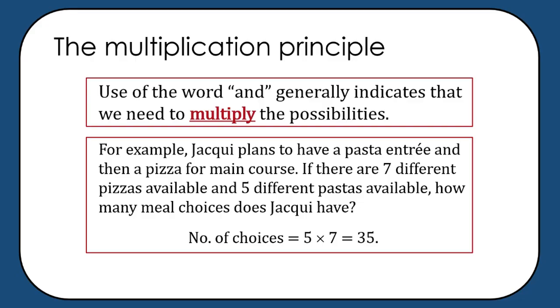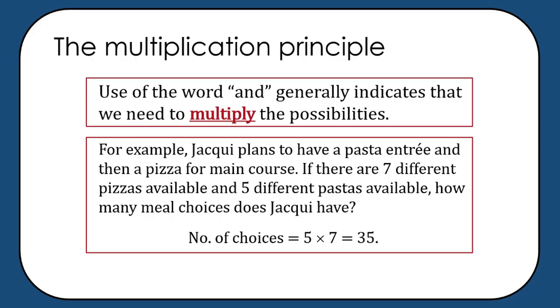And really this is about thinking about drawing a tree diagram of what might happen. The first stage of the tree diagram would be her entree choices, her pasta choices, and she's got 5 different pasta choices. So there'd be 5 branches at the first stage. And then for each of those entree choices, she has a choice of 7 different pizza choices. So from each of those initial 5 branches, you would draw a further 7 branches, and the result would be 35 different branches at the end of the day.